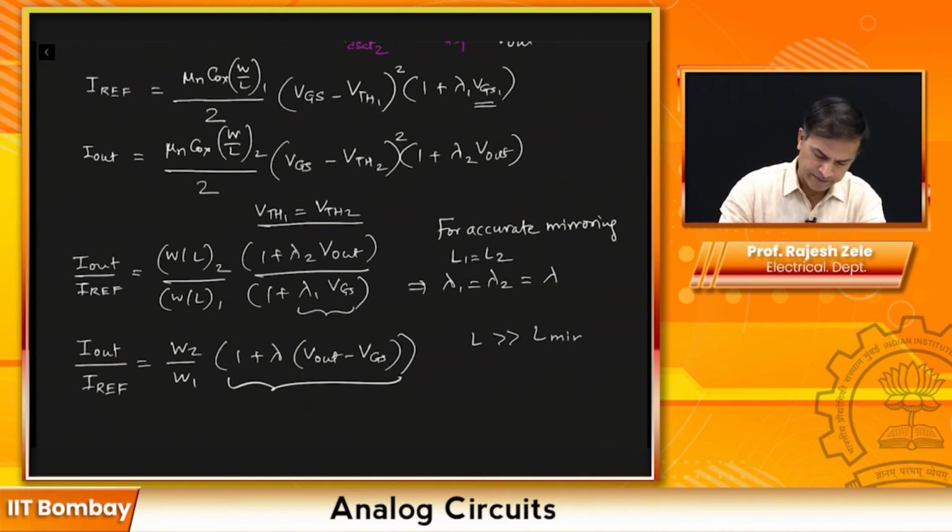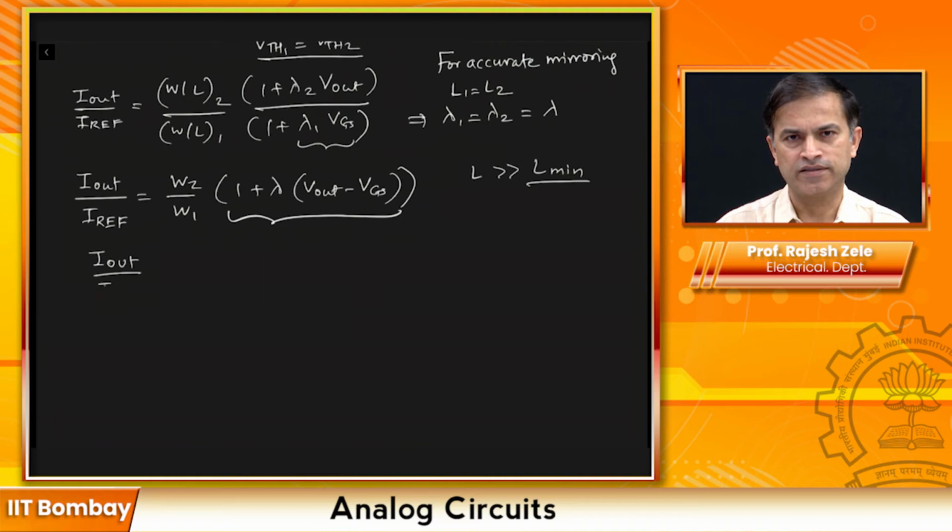If I ignore lambda or keep lambda as small as possible by choosing large channel length, then we can see that I out divided by I ref is equal to W2 divided by W1. This would be our first approximation that we could get.